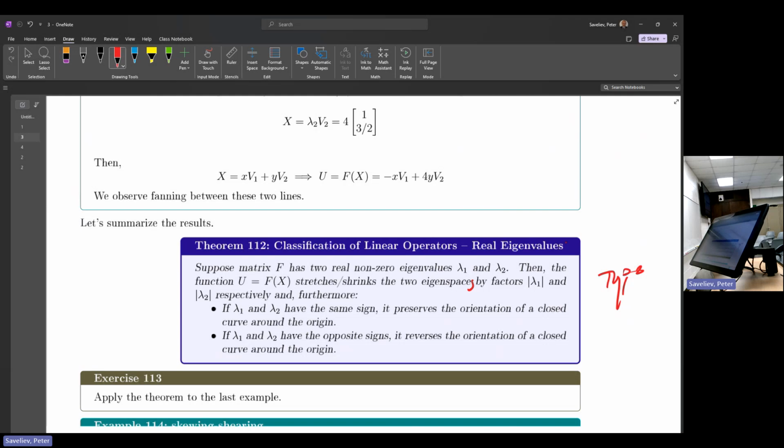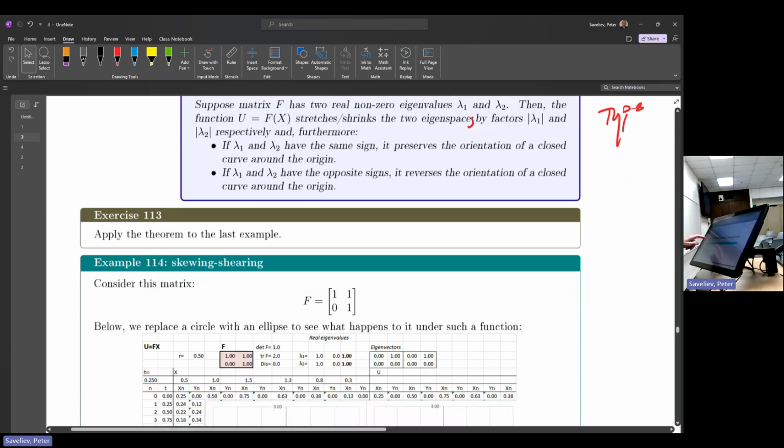if they have the same sign, it preserves the rotation. Every closed curve around the origin has the same orientation, meaning clockwise remains clockwise. If they have opposite signs, then we have a reversal of orientation. That's pretty much all there is. Reversal of orientation is important because the exponential dynamics that we are going to see every time will be towards decay rather than towards growth. So that's what the negative eigenvalues stand for.